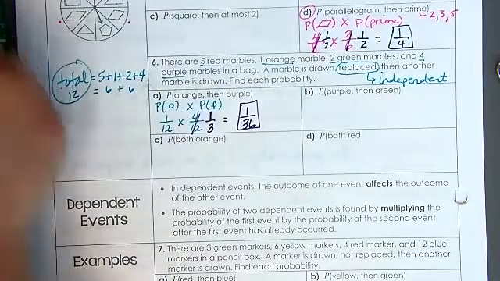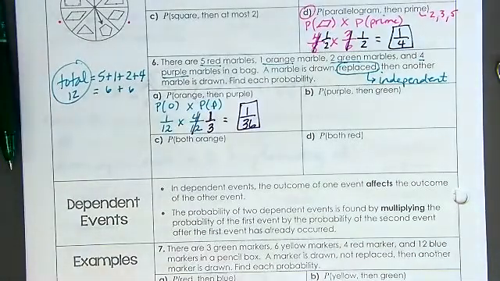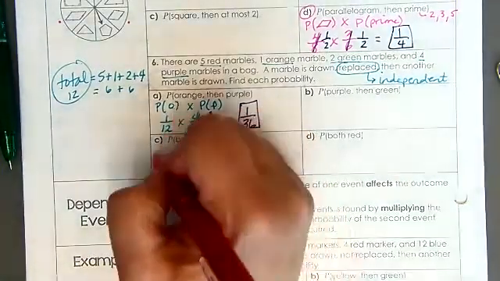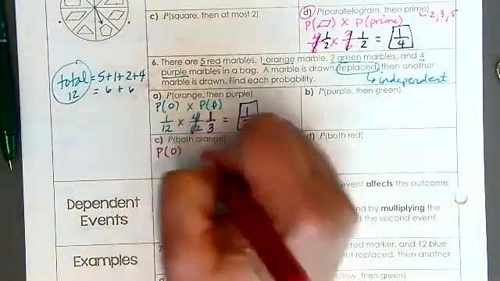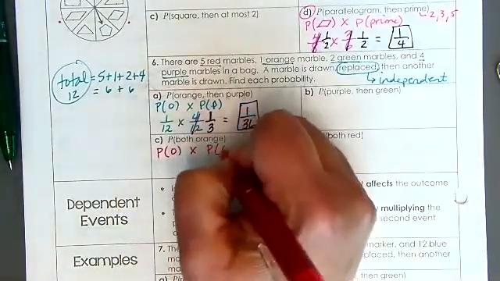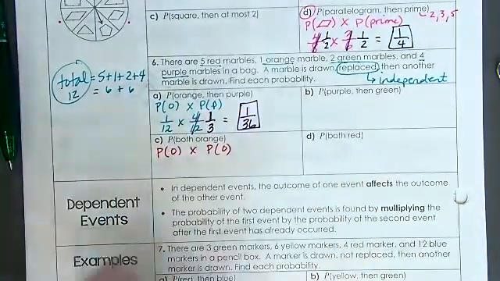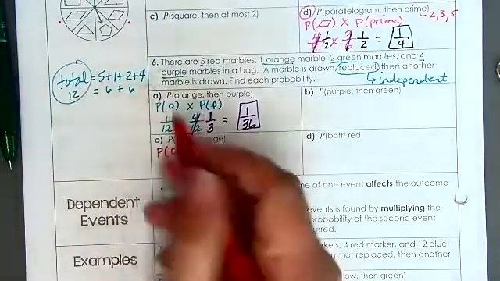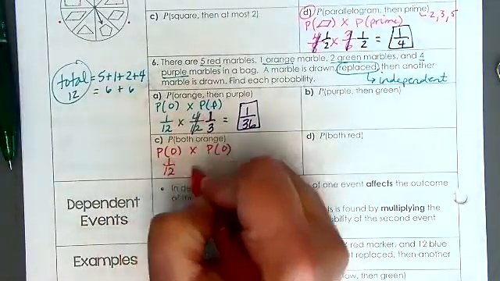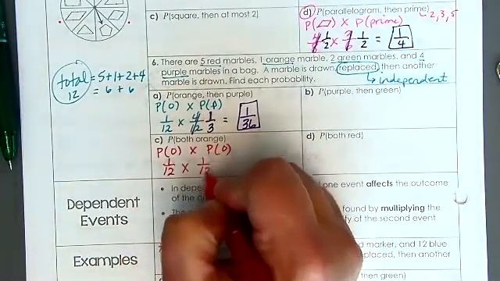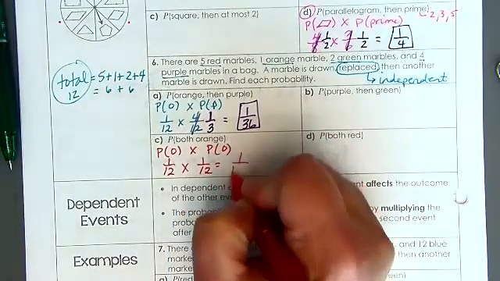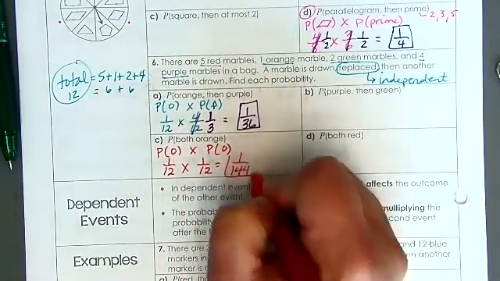Now that's pretty straightforward. Where it can throw us sometimes, and we got to pay attention, is when it's both orange. That means I'm doing the probability of orange times the probability of orange. Well, we already figured out the probability of orange right up here. So I've got 1/12 times 1/12, which is 1 over 144.